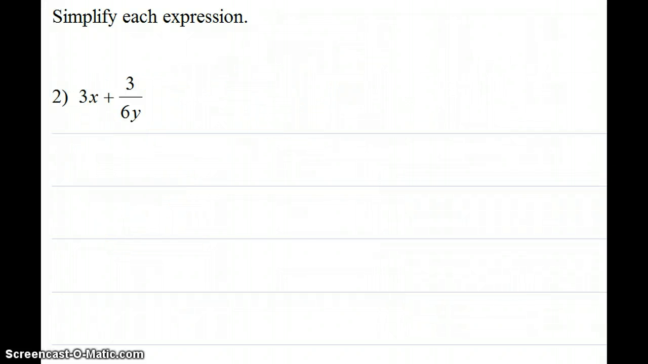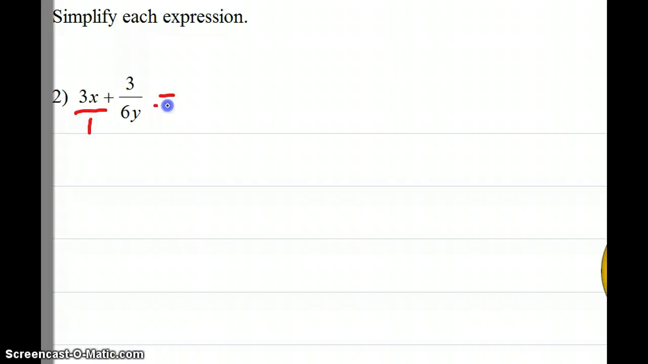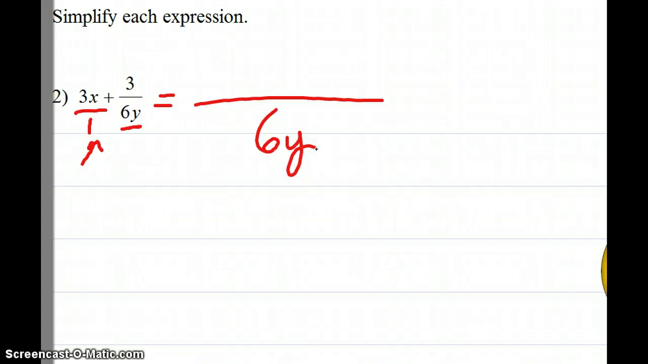Looking at the next example, again, our steps are still the same. We want to get a common denominator. So how do we get a common denominator between a 1 and a 6y? The easiest way to get a common denominator is to multiply the denominators together. So I'll just get a 6y. This fraction already has a 6y, so you don't need to do a single thing to it.